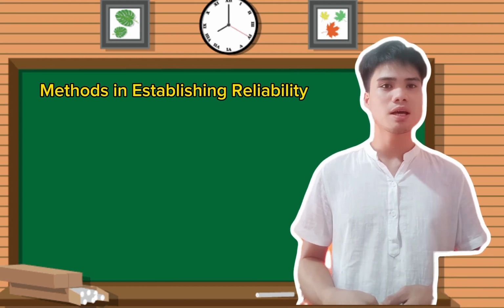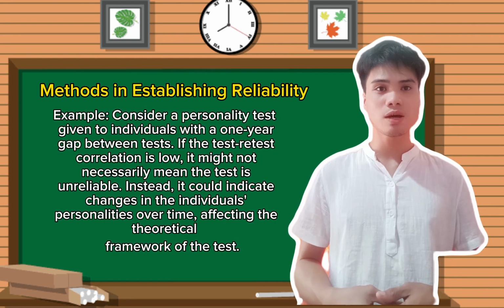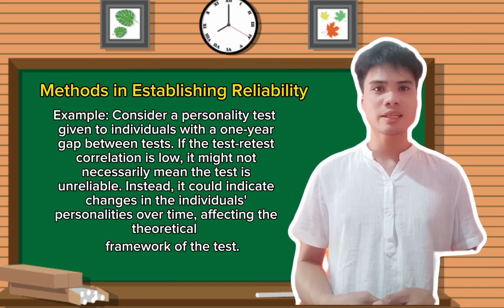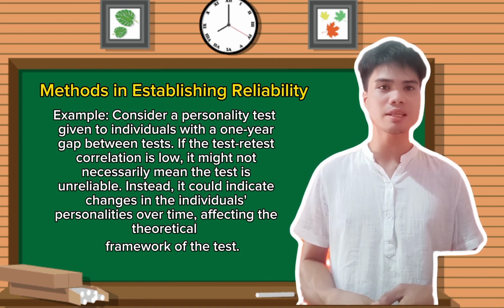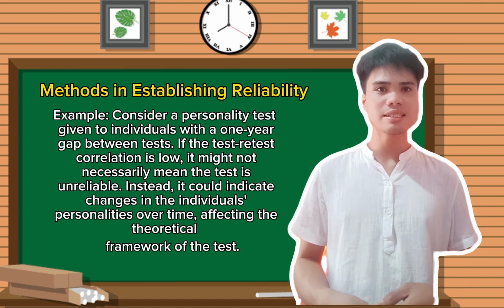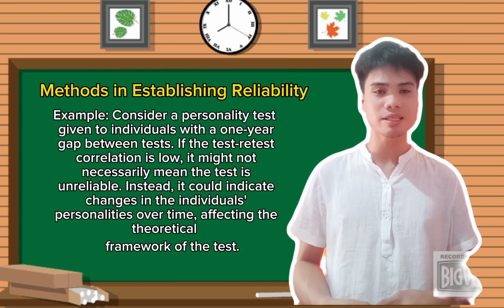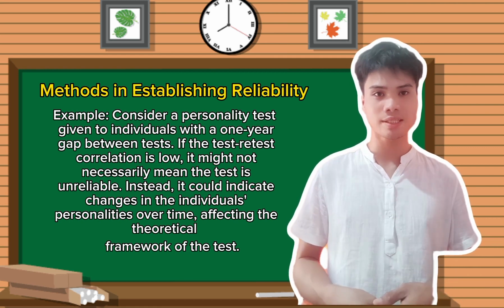For example, consider a personality test given to individuals with a 1-year gap between tests. If the test-retest correlation is low, it might not necessarily mean that the test is unreliable. Instead, it could indicate changes in the individual's personality over time, affecting the theoretical framework of the test.